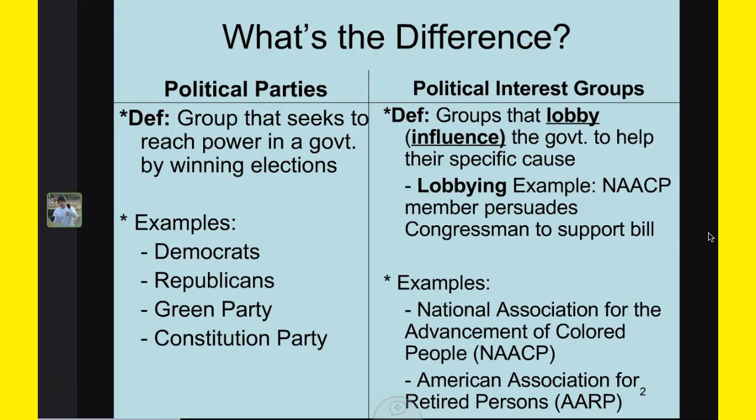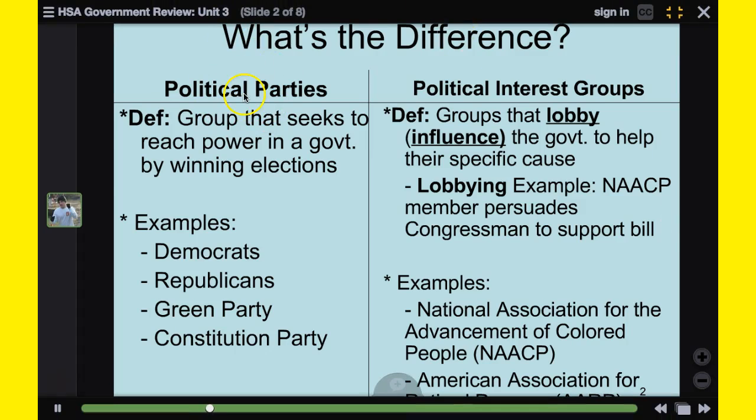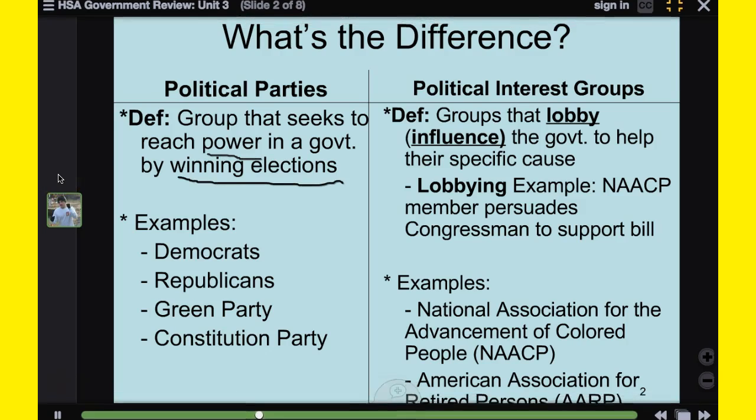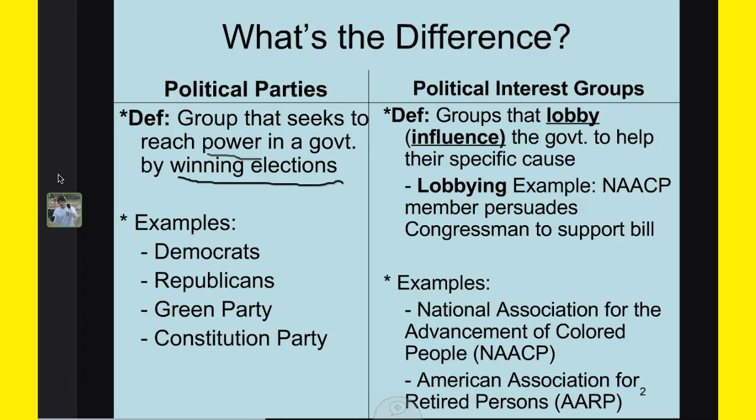Let's start with political parties first. The main goal of a political party is to get power. They're trying to get power in a government by winning elections. And in a democracy, in order to have power, you have to win votes and win elections. The two main political parties are the Democrats and Republicans, the donkeys and the elephants. However, there are parties called third parties, like the Green Party and the Constitution Party. We'll talk about them in a few minutes.